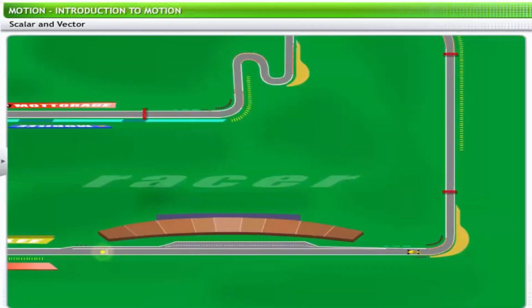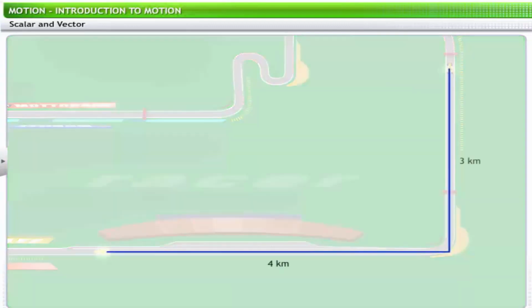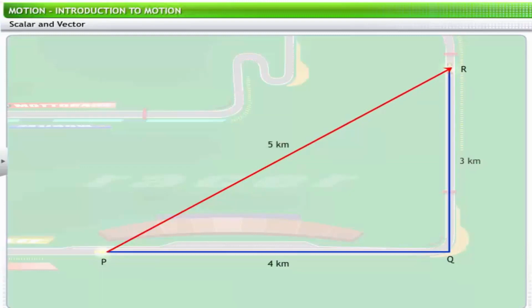Let's look at a car in the race. A yellow car is currently at a distance of 7 kilometers from the starting line. However, if we measure the straight line from the starting line, the yellow car is positioned at a point just 5 kilometers towards the northeast direction. Here, the distance of 7 kilometers is scalar, whereas the displacement of 5 kilometers towards the northeast is a vector.